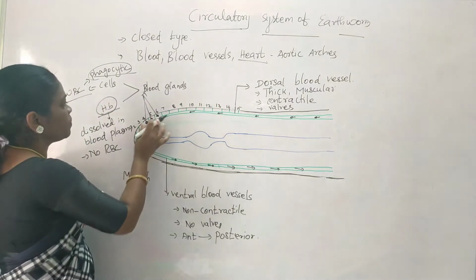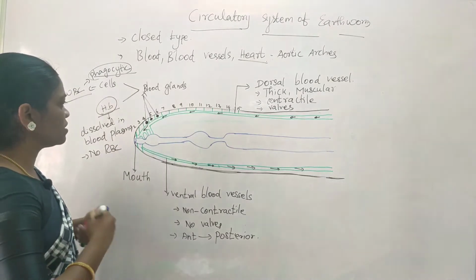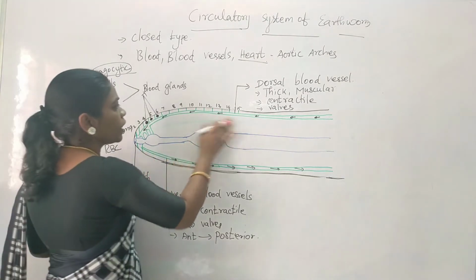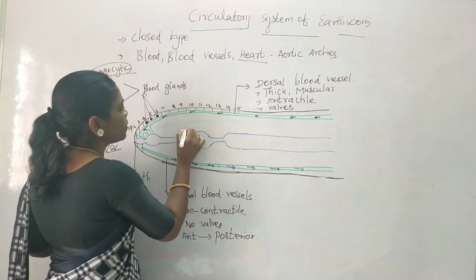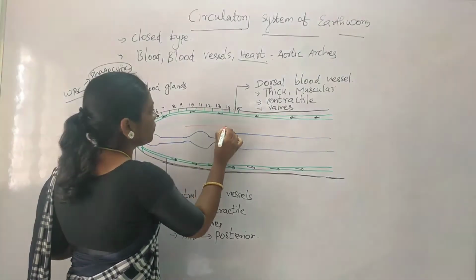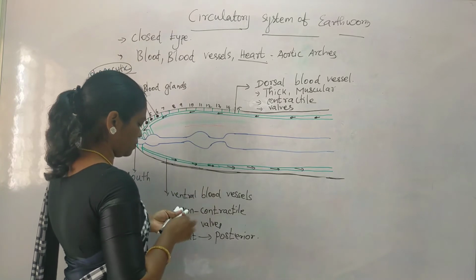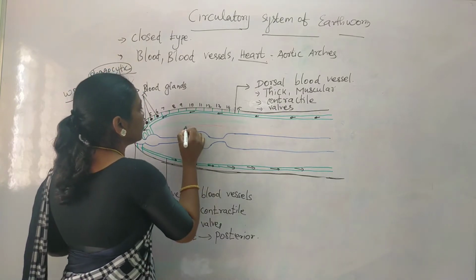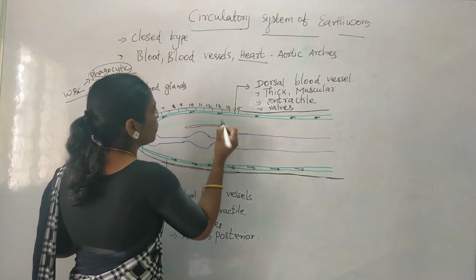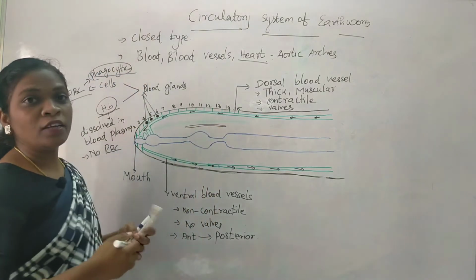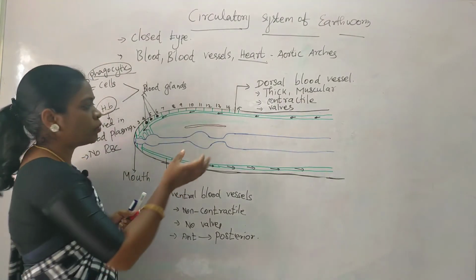So blood glands are present on the 4th, 5th and 6th segments, and you can find one more vessel from the 9th to the 13th segment. From the 9th segment to the 13th segment, you can find a small vessel known as supraesophageal. Supra means above. It is present above the alimentary canal.